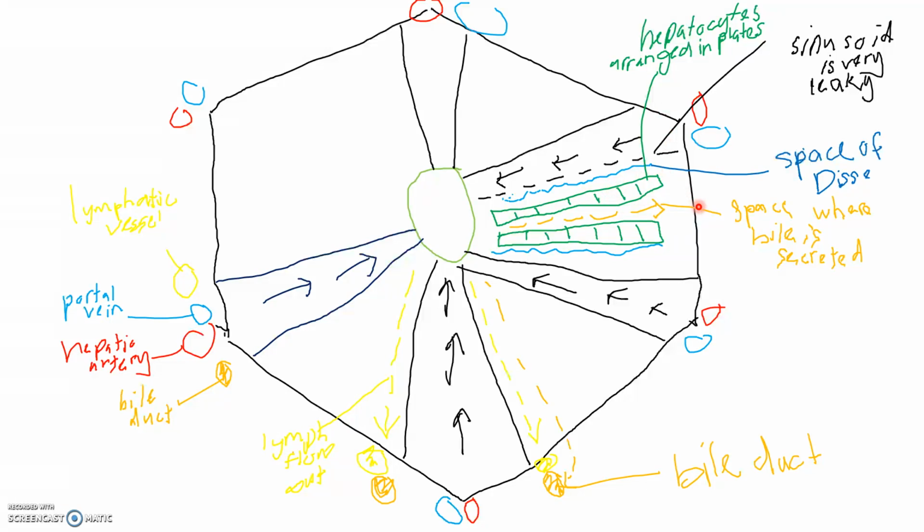Whatever plasma is moving through the sinusoid is in free exchange with this space of Disse. One face of the hepatocyte is facing the space of Disse for exchange. One thing you should know is that, for example, the hepatocyte can synthesize albumin and secrete it into the space of Disse, and from there it will eventually go to the sinusoid. As I have mentioned before, the space of Disse acts as an exchange area between the hepatocytes and the blood flow passing through the sinusoid from the periphery to the center of the lobule.